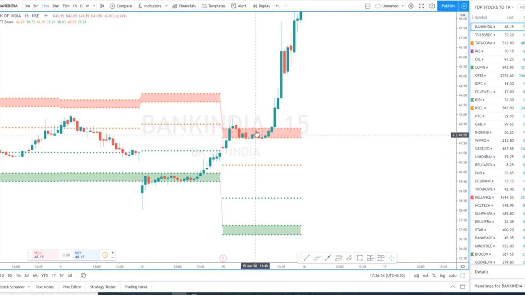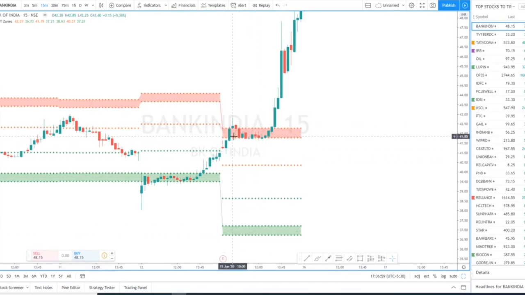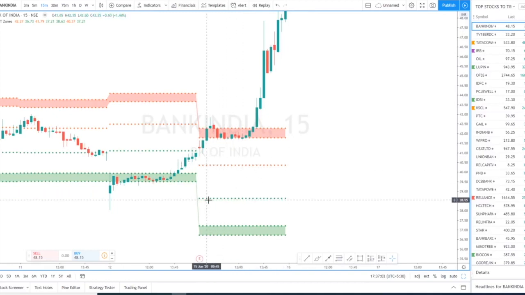It is considered a potential reversal zone, both at the top side and the bottom side. Even these lines are respected very well, and these are very reactive lines. I'll come back to this later.